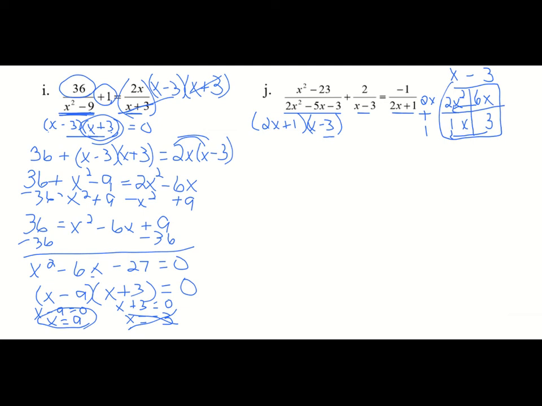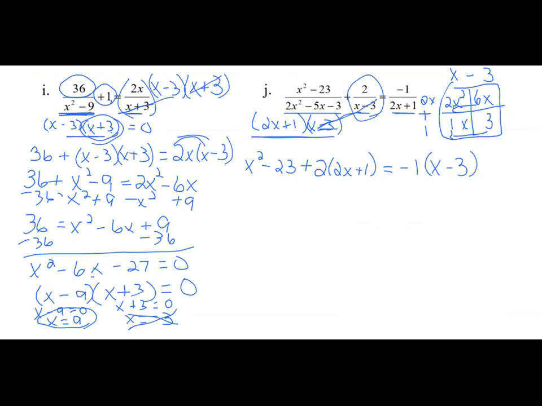So this is going to be my LCD, which means for this first fraction, if I multiply by my LCD and it's the same, we're going to have 2x squared minus 23 plus, here, you should be seeing a pattern here. We have 2 over x minus 3. My x minus 3's cancel. It leaves me with 2 times 2x plus 1. That's what's left. And then on this side, I have the 2x plus 1, but I'm missing the x minus 3. So it's going to be negative 1 times x minus 3 on the top, because that's what's missing.